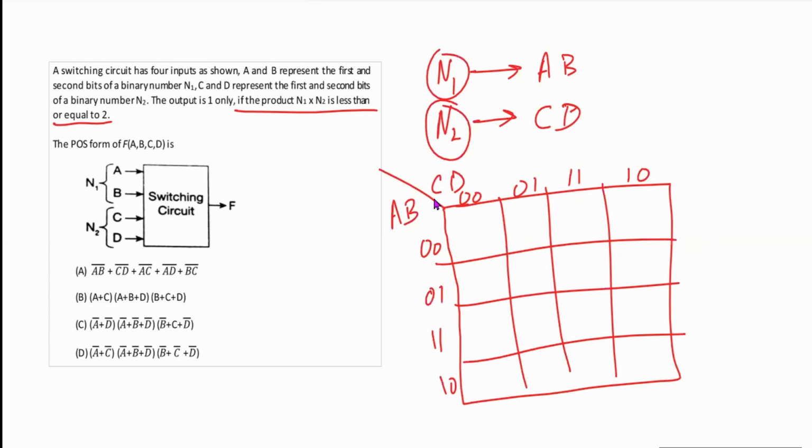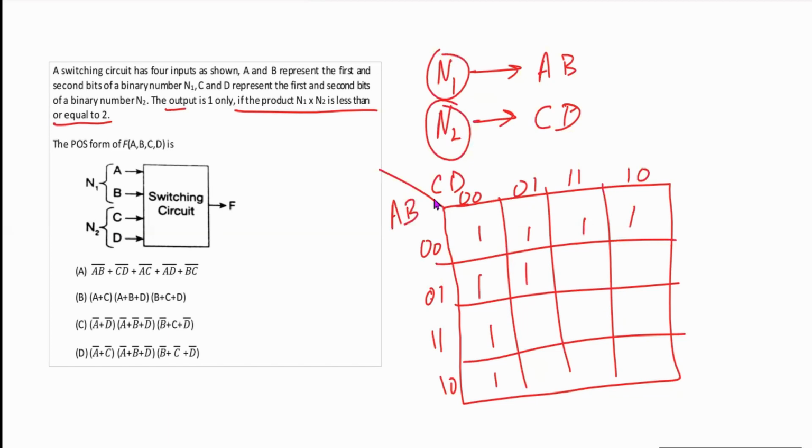Okay, so if I multiply 0 with anything, the decimal equivalent of this one is 0, so 0 with anything, the output will be 1. So I can write all 1 here. Now if I multiply 1 with 0, I will get 0. The case for 1 is I can multiply 1 with 1, and this is the only possible case for getting 1.